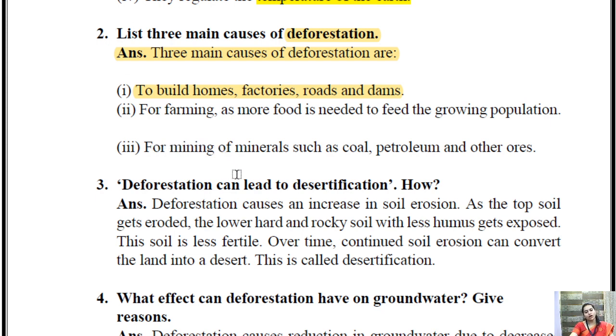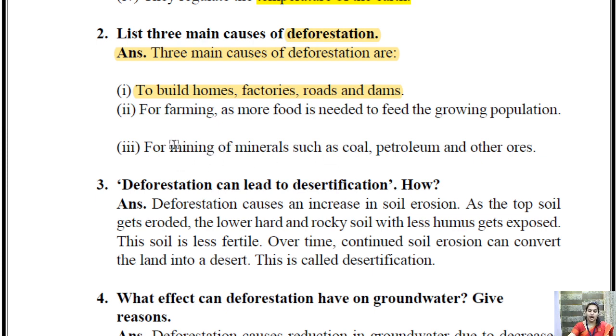Then, mining of minerals such as coal, petroleum and other ores. Children, what is mining? Mining is a process of extracting the minerals from within the earth. Earth में ये जो land है उसमें digging करके underneath, अंदर की तरफ जाके वहाँ से हम क्या निकालते हैं? वहाँ से हम coal या petroleum निकालते हैं. This we have studied in chemistry. So I think you know what mining is and what the procedure is.